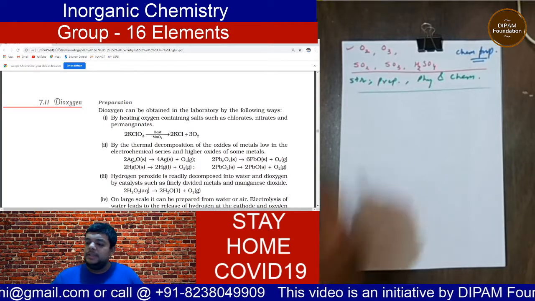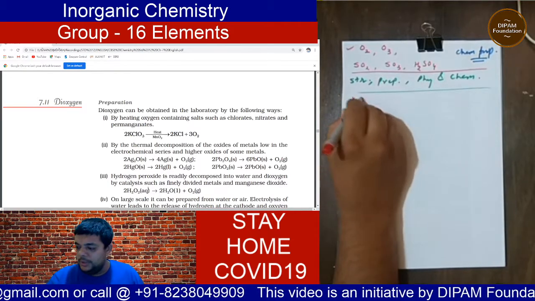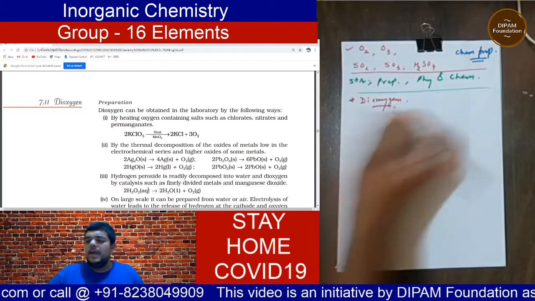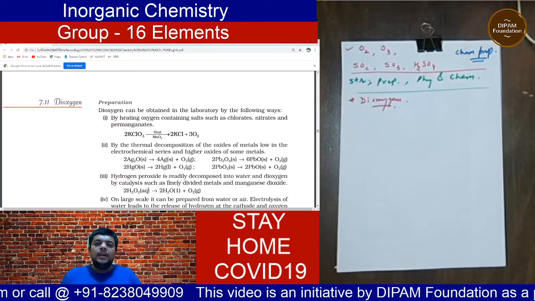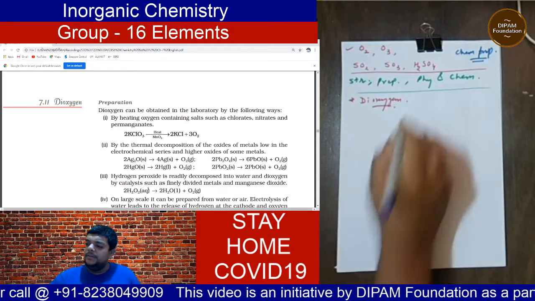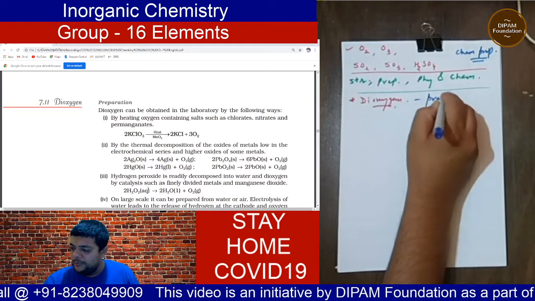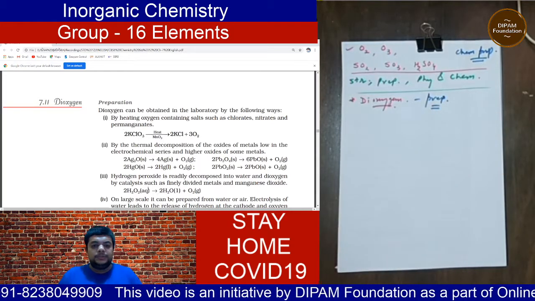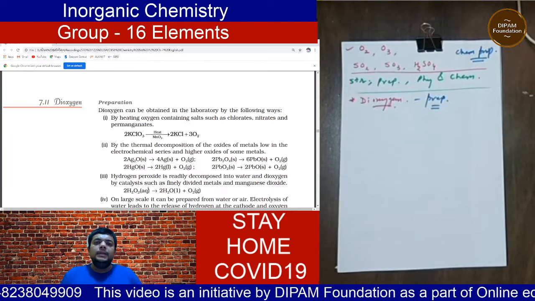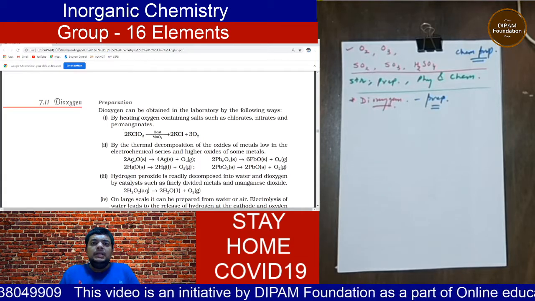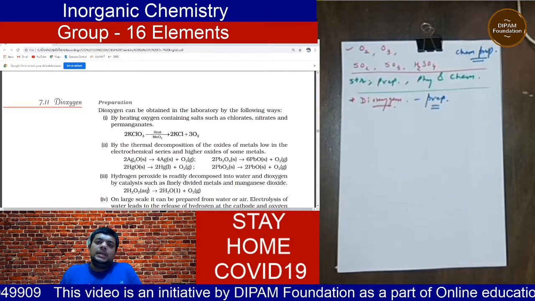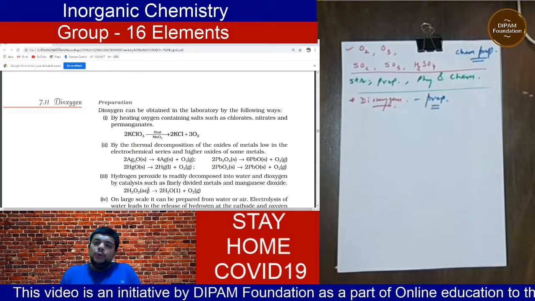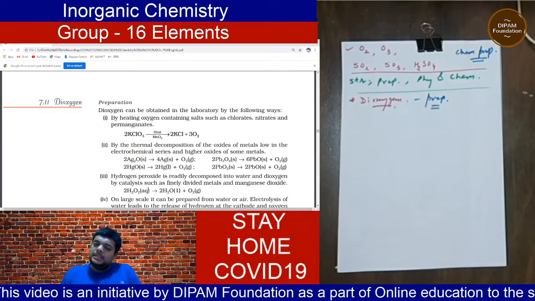Let us start with the first important molecule, and that is dioxygen. When we are talking of dioxygen, the very first thing that comes before us is the preparatory methods to produce dioxygen. Over here, there are two fundamental methods, laboratory methods, and apart from laboratory methods, you have industry methods, large scale methods.